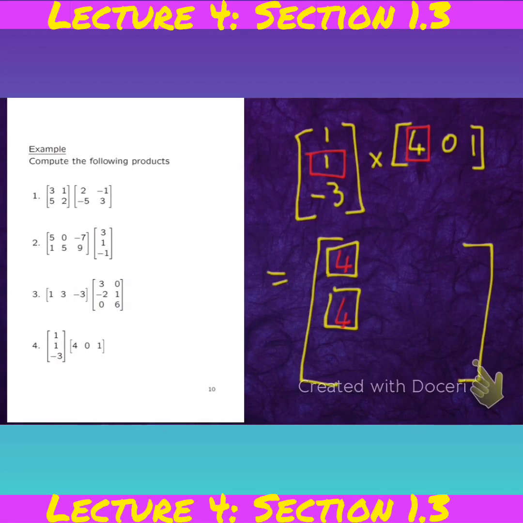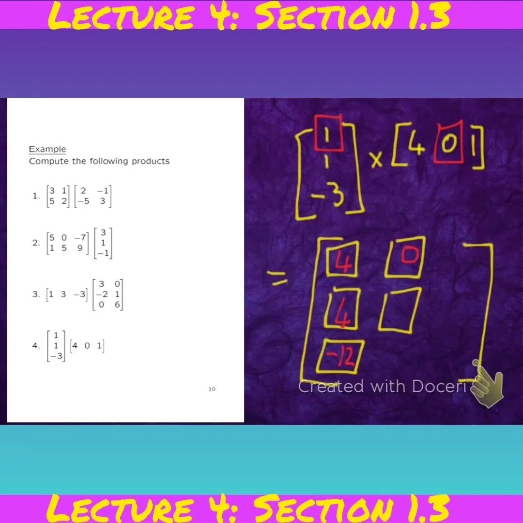Then we look at the entry in the first column and the third row. That's going to be the third row of this matrix, dot with the first column of this matrix, which is minus 3 times 4, which is minus 12. Then we move on to the entry in the first row in the second column. We take the first row of the first matrix and dot that with the second column of the second matrix, and that's 1 times 0, which is 0.